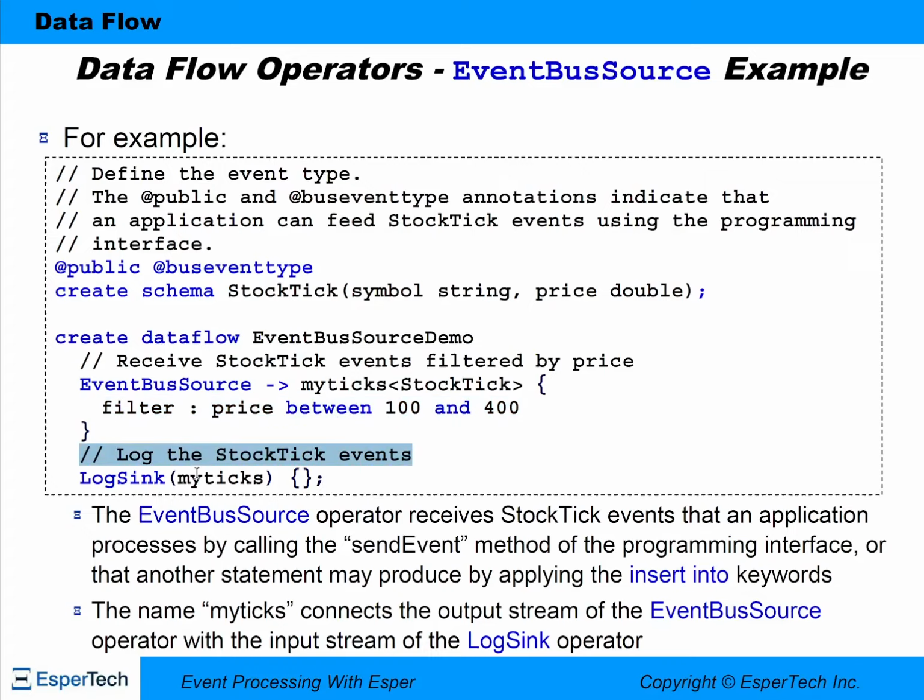Log sync takes myticks. The event bus source operator receives stock tick events that an application processes by calling the send event method of the programming interface, or that another statement may produce by applying the insert into keywords. The name myticks connects the output stream of the event bus source operator with the input stream of the log sync operator.